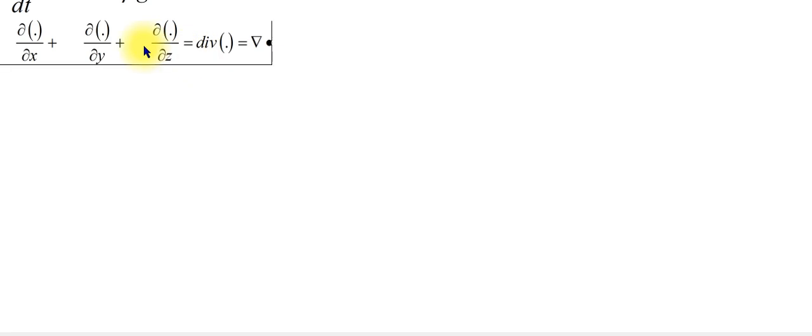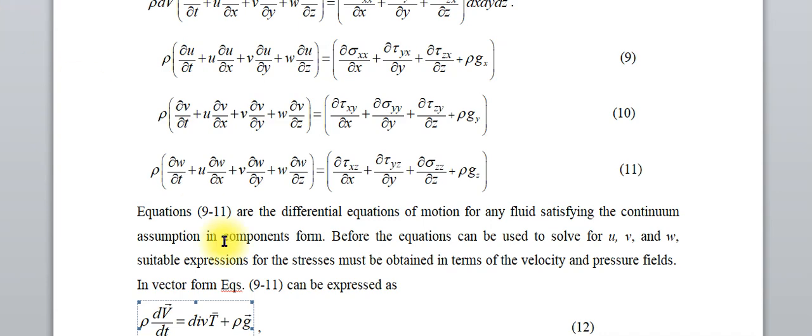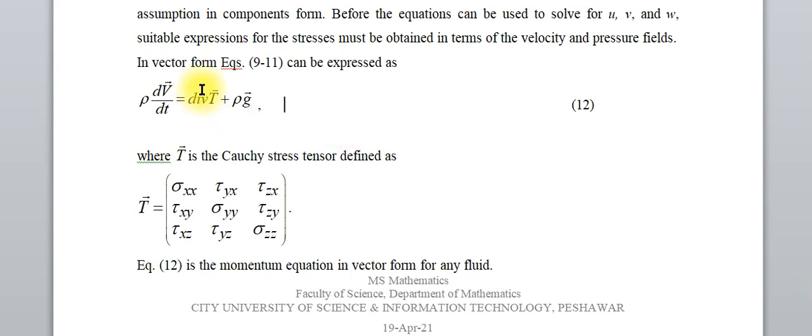So we don't need this one. Just for explanation, a divergence of t, and what is t? This is sigma x and so on. So equation 12 is the momentum equation in vector form for any fluid. So this is the end of this lecture.